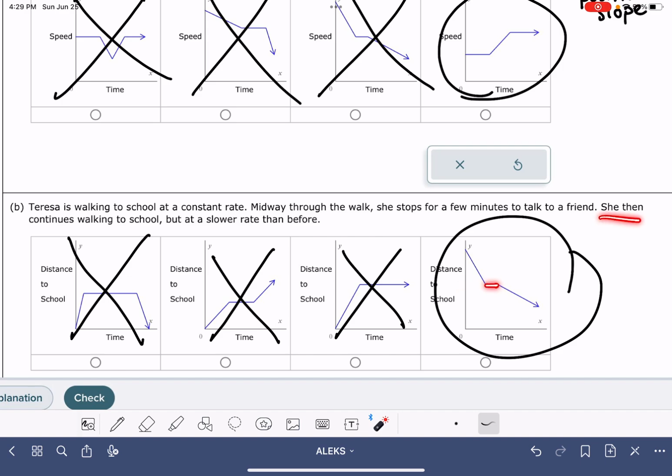And then she continues to walk to school, but she's walking at a slower rate. So here she continues to walk to school because she's getting closer, but she's walking at a slower rate, which means that in this case, the slope is not quite so steep. So here she's walking pretty fast because she's covering a lot of distance in a short amount of time. Here she's walking slower because she's covering less distance in a longer period of time.